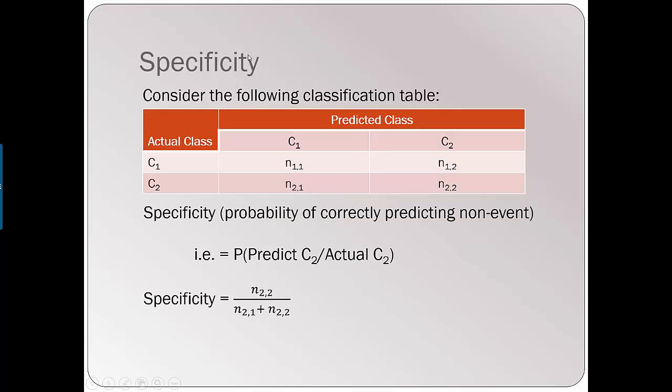Now specificity is the opposite in conceptual terms. Now we are going to talk about the non-event, C sub 2. Given that we have a non-event, what is the likelihood that we will be able to predict the non-event correctly? That is the probability of predicting C sub 2 given the actual case is C sub 2. Actual C sub 2 is the sum of these two, so that goes in the denominator, and the number actually predicted as C sub 2 goes here.